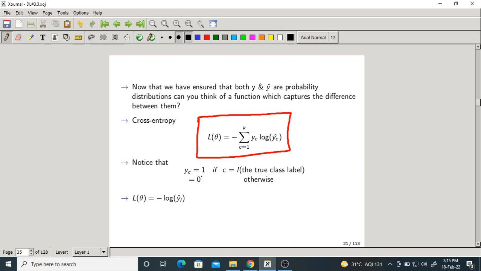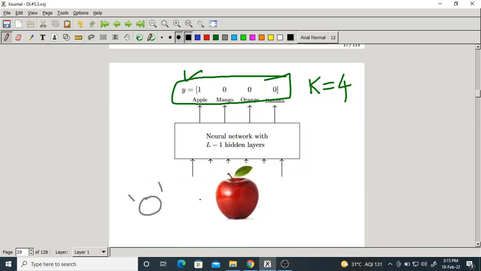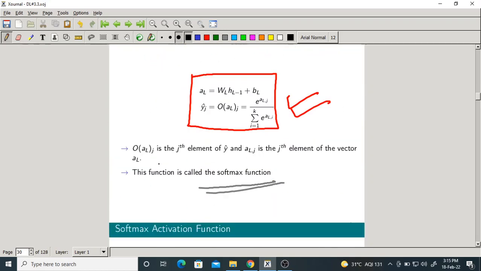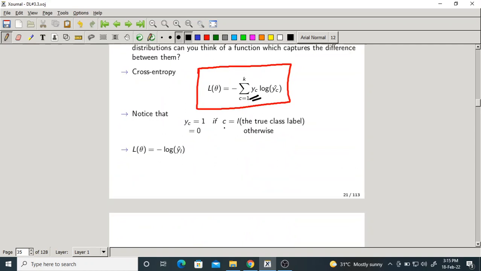So YC equals 1 for the true class label. Correct? Only one of the outputs is 1, the one for the correct label. So if C equals L, if the label is correctly matched, YC equals 1. If C is not equal to L, YC is 0, and then the term is 0. So the entire sum is non-zero if and only if C equals L.